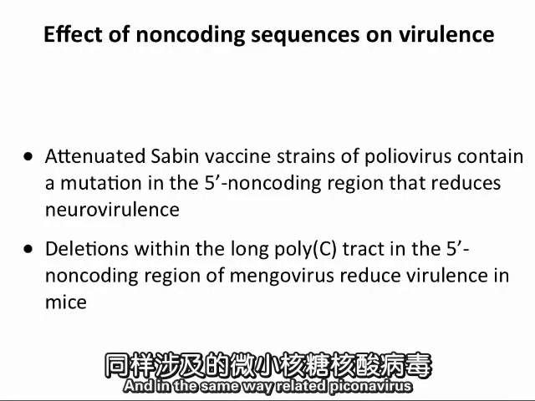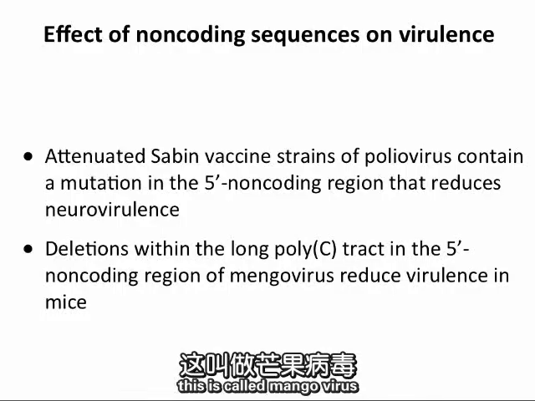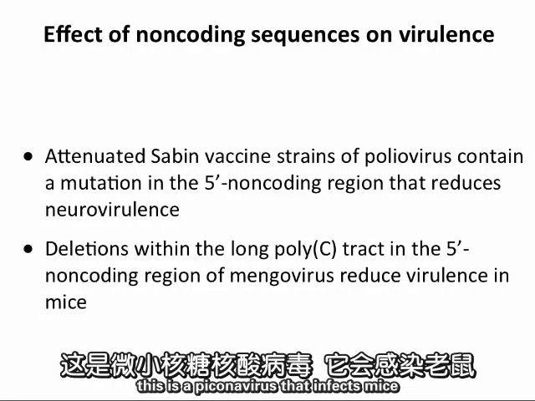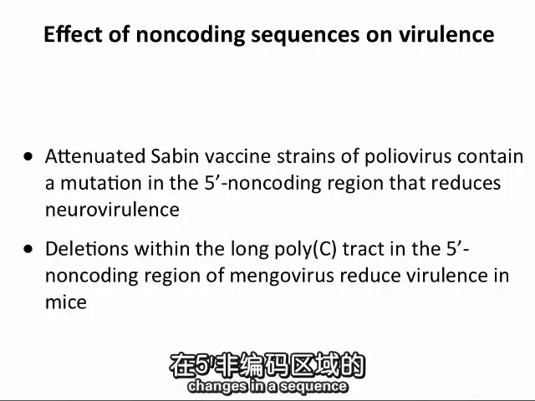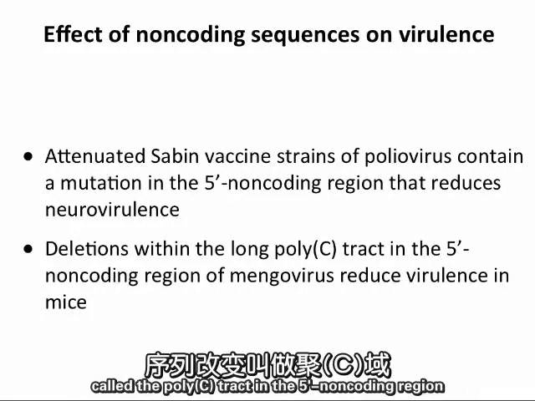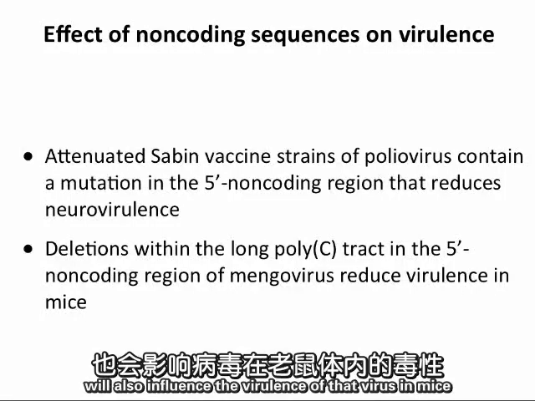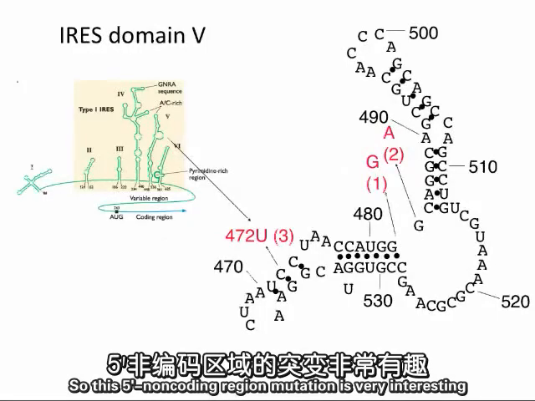In the same way, a related picornavirus, this is called mengovirus, a picornavirus that infects mice, changes in a sequence called the poly-C tract in the 5' non-coding region will also influence the virulence of that virus in mice. So this 5' non-coding region mutation is very interesting.